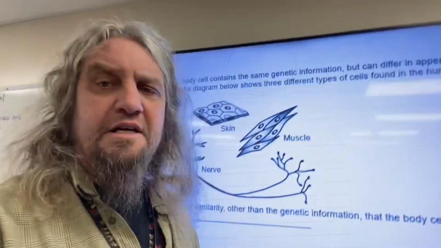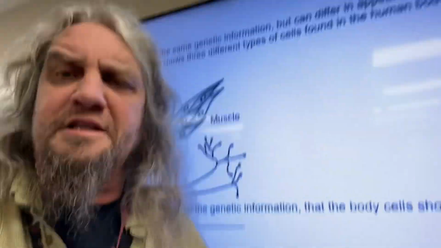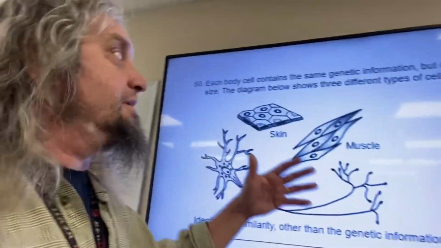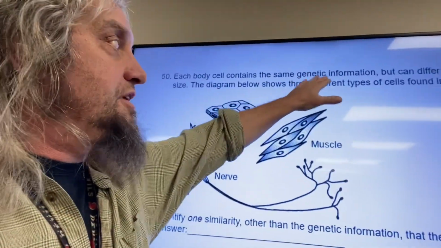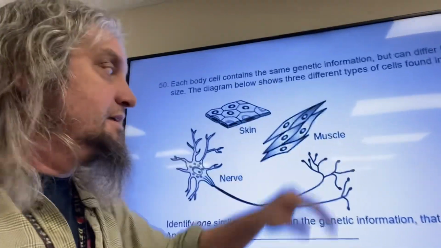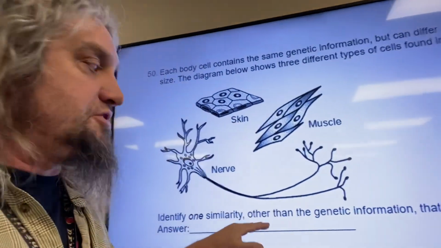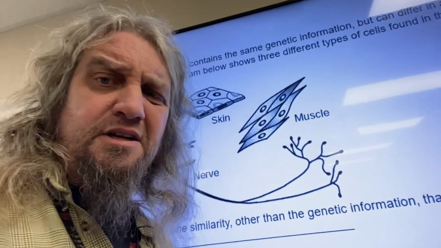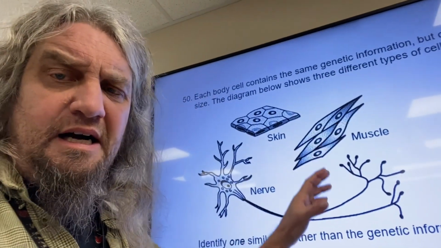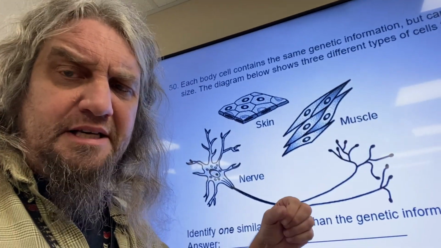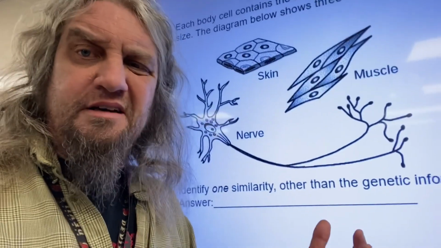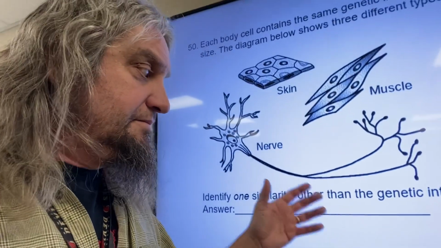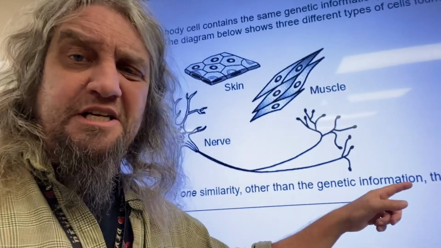Here, let's look at this question. Most of you were able to tackle this question fine, but some people, again, you can tell they just didn't read the question. Each body cell contains the same genetic information, so they give you that. And then they're asking you to identify another similarity other than the genetic information. So they're just checking, do you know what human tissue cells have in common? Which is just, do you know what cells are alike, with the exception of genetic information?